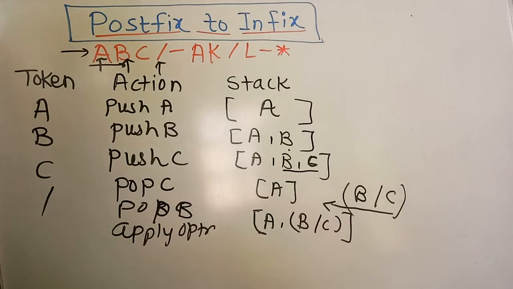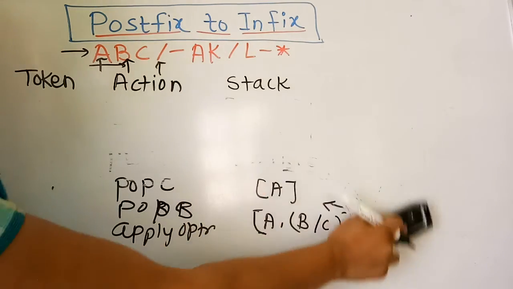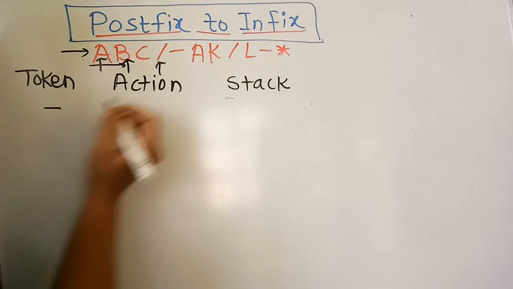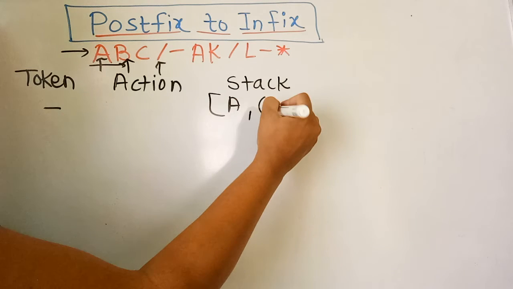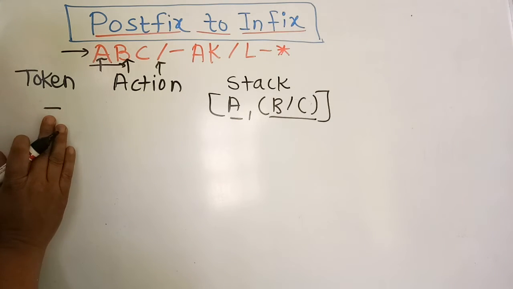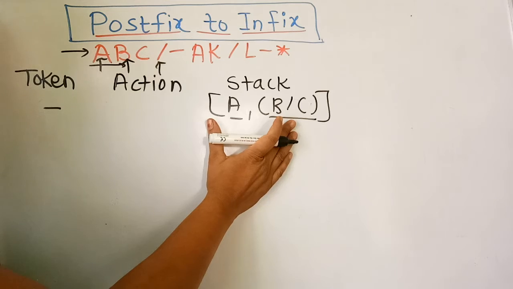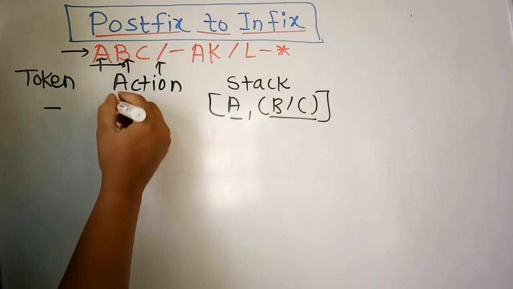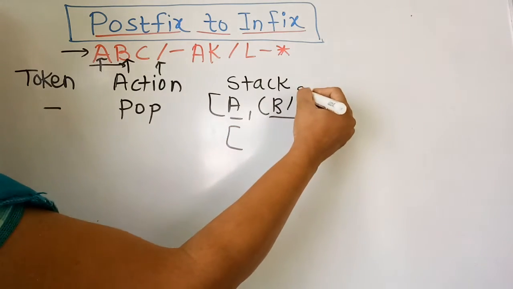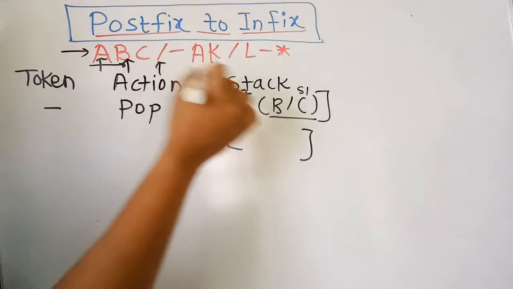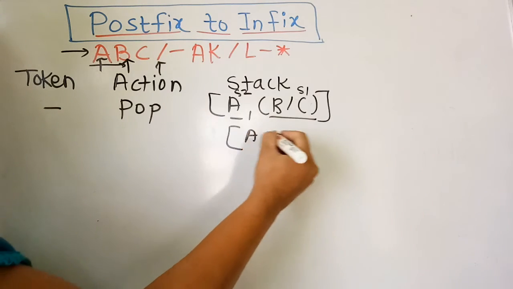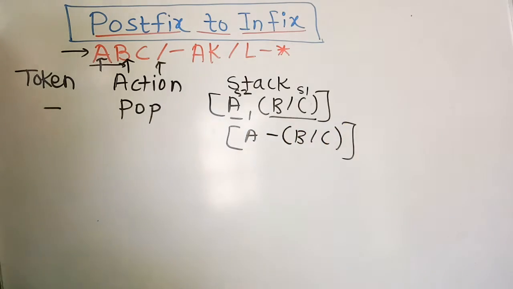Now we will take the other inputs for scanning, and what remains is minus. What is the current stack? A, B divided by C. This is one operand, and this is another operand. When an operator comes, we have to pop the two operands and then apply that operator. So we pop; this will be S1, this will be S2, and we apply S2 operator S1. After calculating, we get A minus B divided by C.